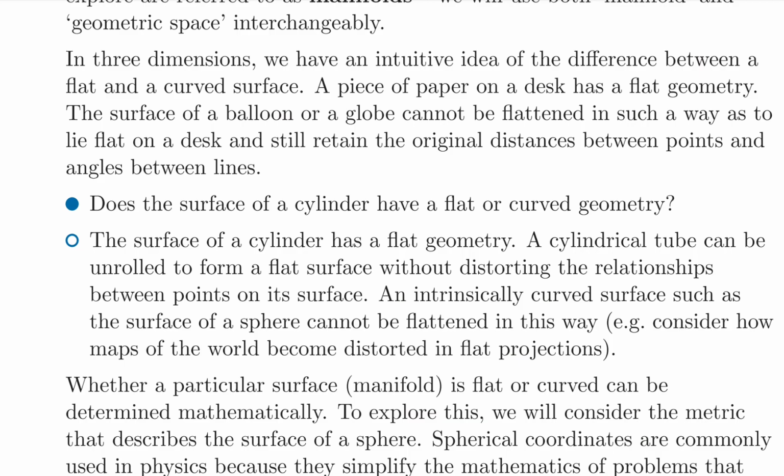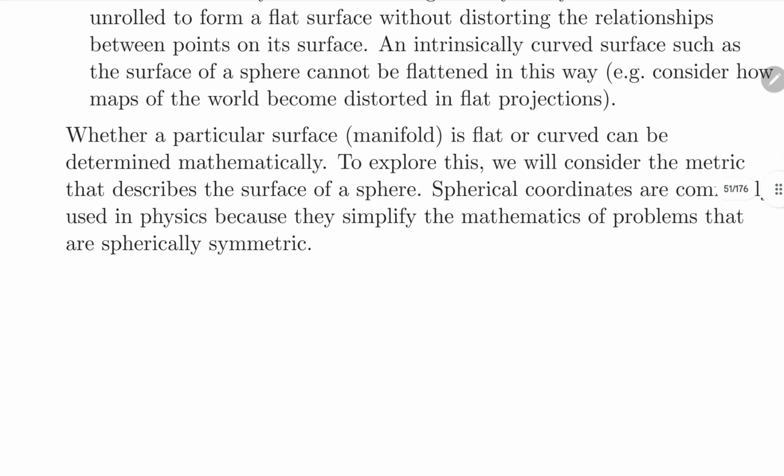Does the surface of a cylinder have a flat or curved geometry? The surface of a cylinder has a flat geometry. A cylinder tube can be unrolled to form a flat surface without distorting the relationships between points on its surface. An intrinsically curved surface, such as the surface of a sphere, cannot be flattened in this way. For example, consider how maps of the world become distorted in flat projections. Whether a particular surface manifold is flat or curved can be determined mathematically.